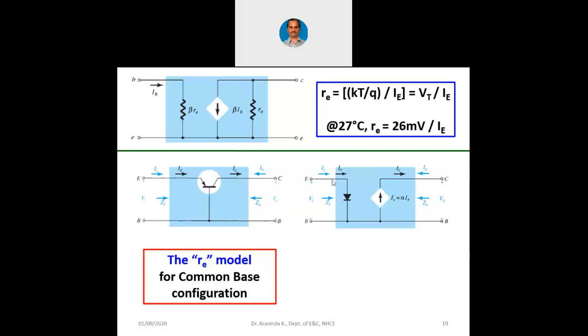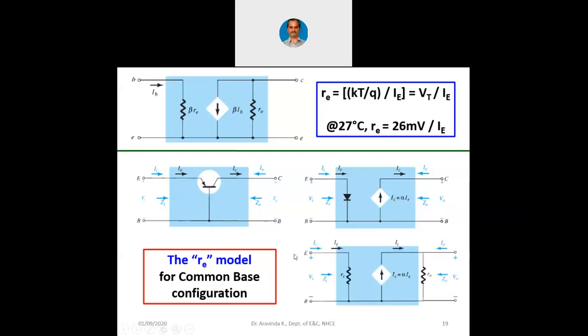So now, using this particular symbolic diagram, we can write the re model for the common base configuration directly like this. This diode itself is replaced by re, because at the input there is emitter and base. So that is replaced by the emitter resistance. And at the output we have IC. IC is nothing but alpha into IE.